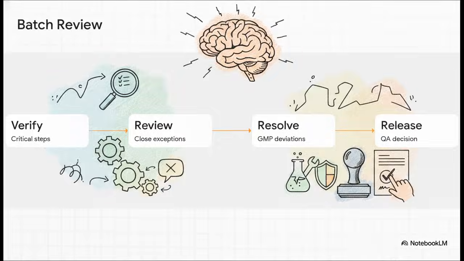Because once you cure that overload, you can finally execute a proper, structured batch review. You verify that critical steps were actually executed. You ensure every single exception is actioned, commented on, and closed out. You confirm that any GMP deviations are fully investigated and resolved. And only then, with a really clear aggregate picture, can the quality unit make a deliberate, recorded decision on batch release.